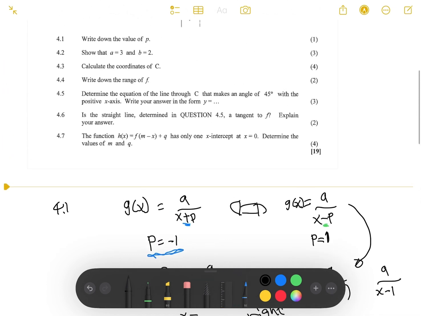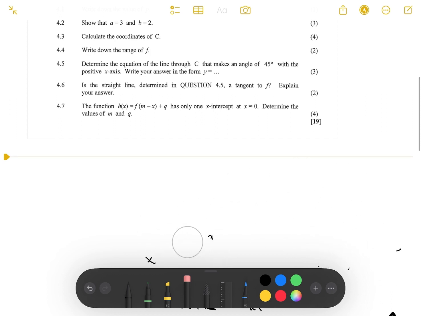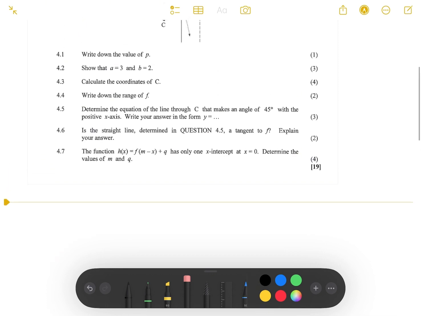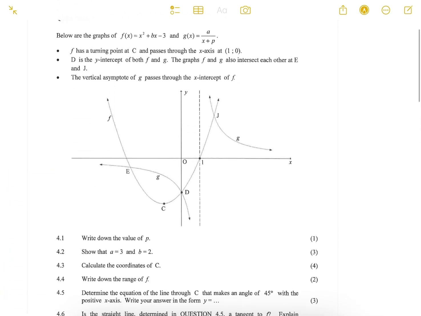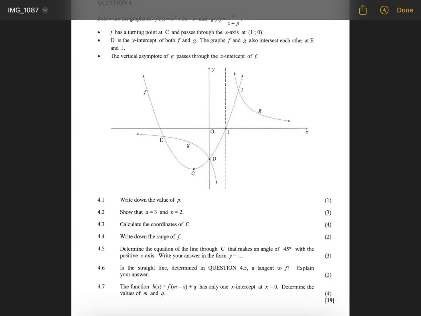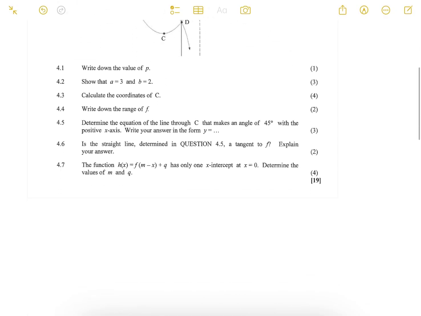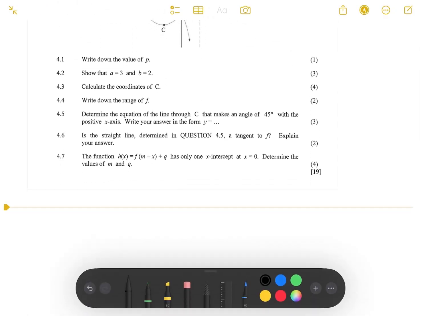Yeah, then from that, 4.3, they say find the coordinates of C. Okay, so the coordinates of C. For us to find this one, since we now basically have our graph, we know that our equation is: f of x is equal to x squared plus 2x minus 3, right?